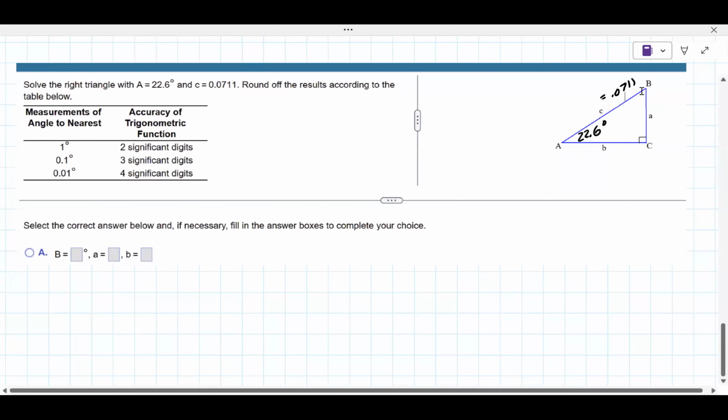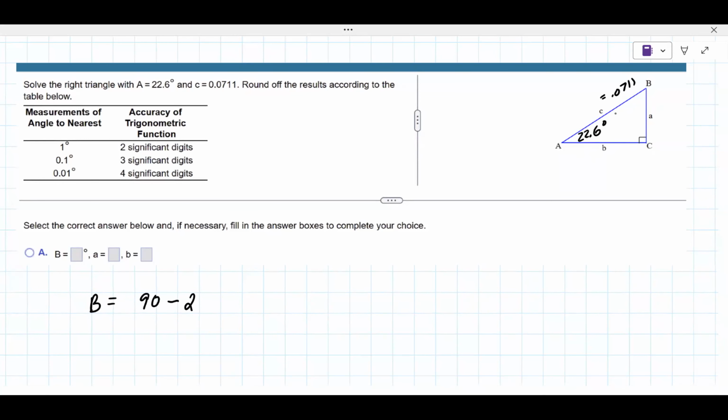Okay. So to find big angle B, remember that all 3 angles have to add up to 180. So that includes this 90, which means the other 2 angles have to add up to 90. So B is 90 minus 22.6, which is 77.4 degrees. So that's your first answer there.